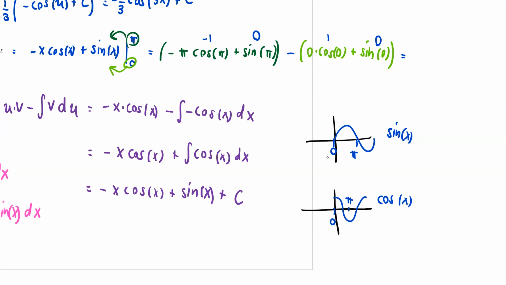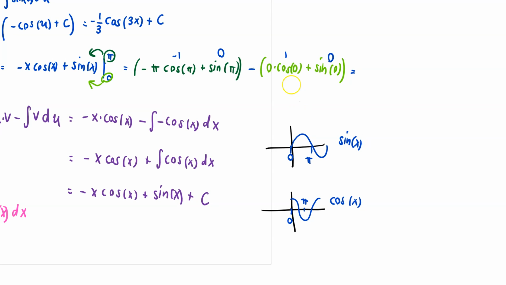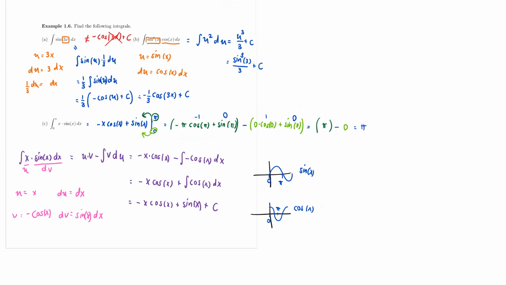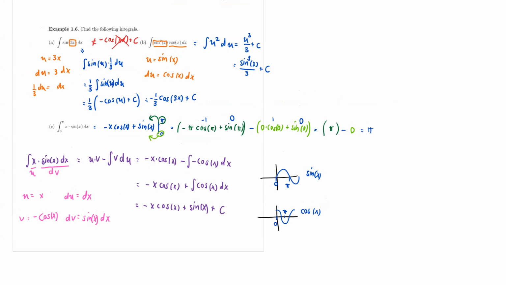Now then, I can compute the final answer. I'm going to have, let me see, the first parenthesis is going to be negative pi times negative 1. So the negatives cancel out, I'm just going to be left with pi. So it's going to be pi plus 0, which is just pi. And then minus, I'm going to have 0 plus 0. So that's going to be just pi minus 0. So my final answer is going to be just pi here. So here's my example of 1.6.